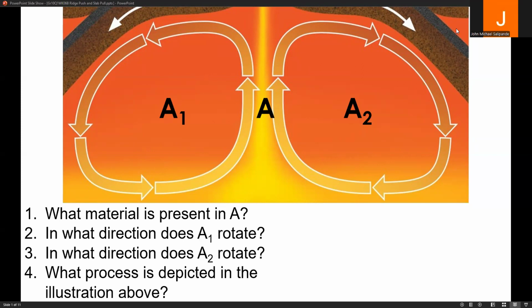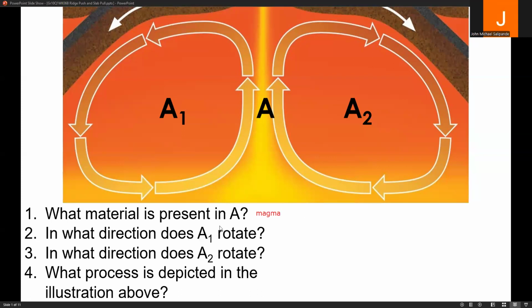So let's pick up from where we left off yesterday by analyzing the picture and answering the questions that follow. Let's start with number one. What material is present in letter A? Obviously, what you see in the picture is the anatomy of the mantle, and you know that the content of the mantle is none other than the magma.